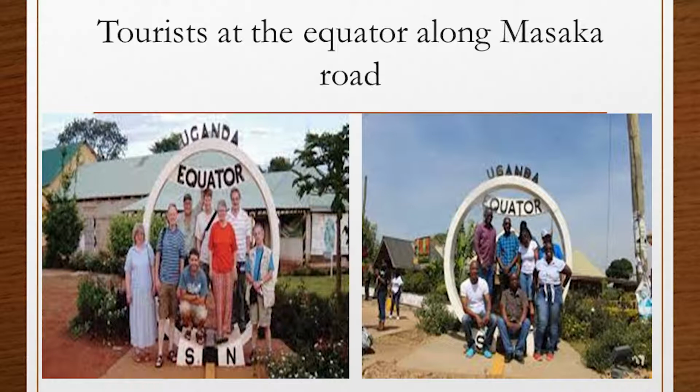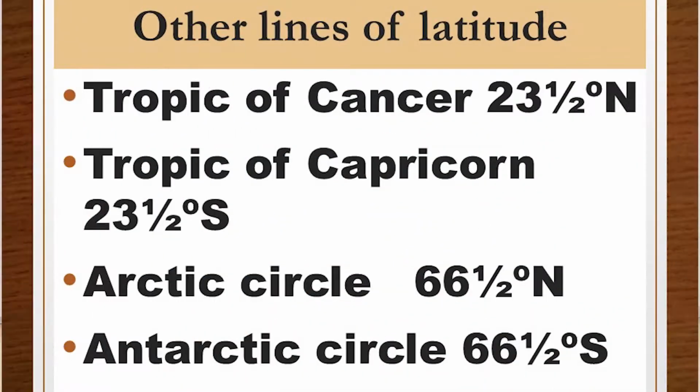So we have other lines of latitude, dear learners, like the Tropic of Cancer, which is 23.5 degrees north of the equator. Then we have the Tropic of Capricorn, located at 23.5 degrees south of the equator. Then we have the Arctic Circle, 66.5 degrees north, and the Antarctic Circle, 66.5 degrees south of the equator. So those are the major lines of latitude.